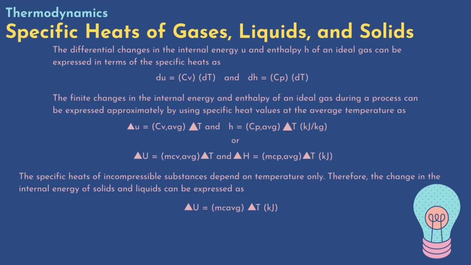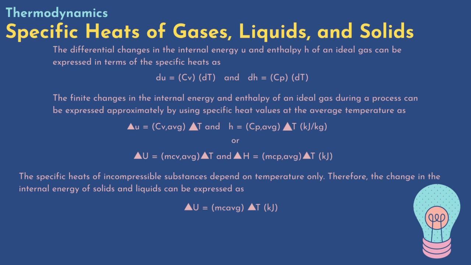The differential changes in the internal energy U and enthalpy H of an ideal gas can be expressed in terms of the specific heats as: the differential of internal energy, dU, equals Cv times dT, and the differential of enthalpy, dH, equals Cp times dT. The finite changes in the internal energy and enthalpy of an ideal gas during a process can be expressed approximately by using specific heat values at the average temperature: the change in internal energy, ΔU, equals Cv average times ΔT, and the change in enthalpy, ΔH, equals Cp average times ΔT. Or ΔU equals mass times Cv average times ΔT, and ΔH equals mass times Cp average times ΔT.